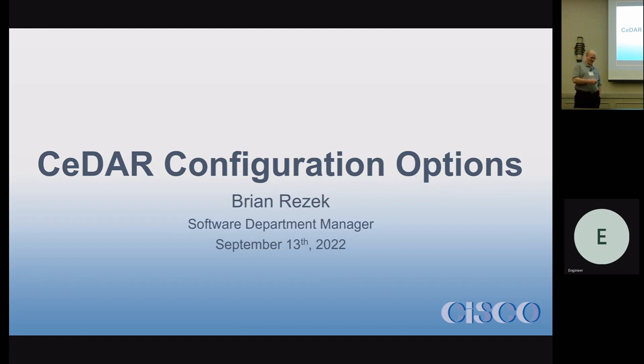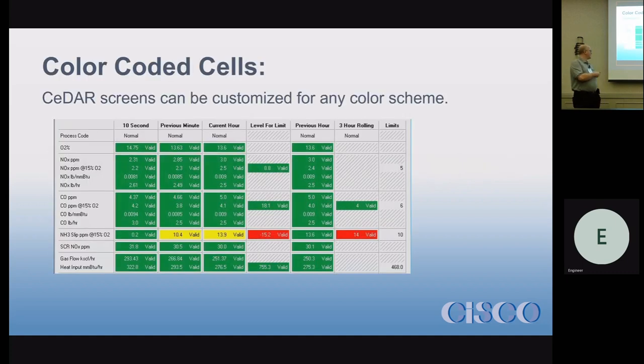But I wanted to go over a few things that we can do with CeDAR that operators find helpful, that you guys with reporting find helpful, some suggestions that we've had from other customers. So one of the things we can do is a lot of people like the screen color as the background instead of the standard gray that we have on the screens. So we can do any custom colors that you want on the screens. Any of the 16 million custom colors that are available in a computer, we can put on the screens.